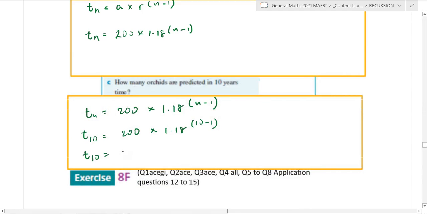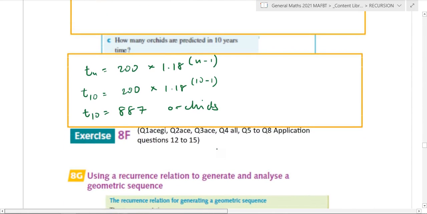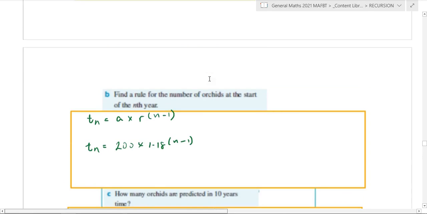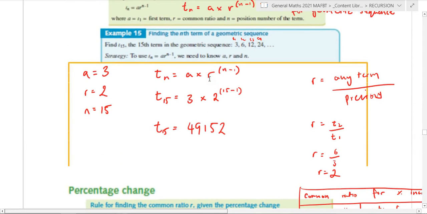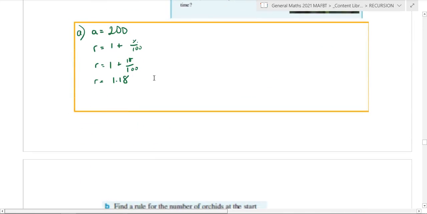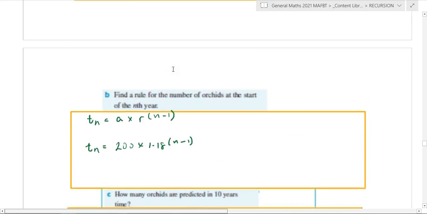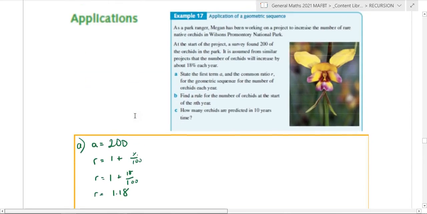So T10: 887 orchids. Okay, now I hope that's all made sense. If you want to rewatch the video to understand certain parts of this, the main thing to watch out for is, for now, just use this nth term rule, and look at the example that's given to you here to figure out how to find any term that you're after.